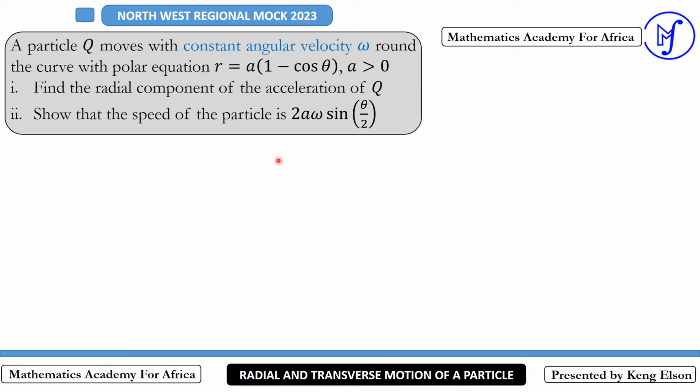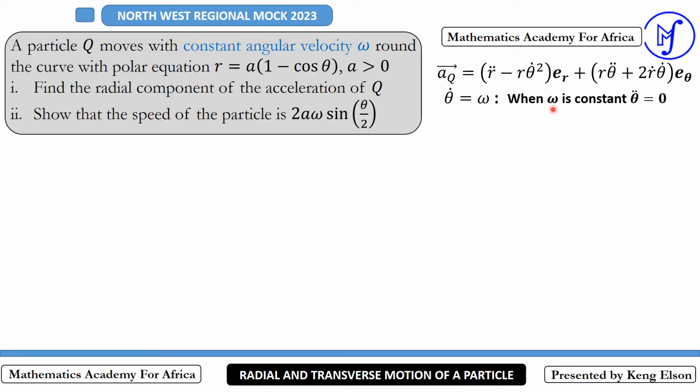the previous. So here we have that we need to find the radial component of the acceleration of the particle q, and q moves with angular velocity omega, which is constant, round a polar curve whose equation is given by this. So this is the representation of the acceleration of the particle q, meaning its radial component and the transverse component. So we have that our theta dot is equal to omega, like I explained earlier, and we also know that whenever our theta dot is constant, meaning omega is constant, then theta dot dot is equal to 0.